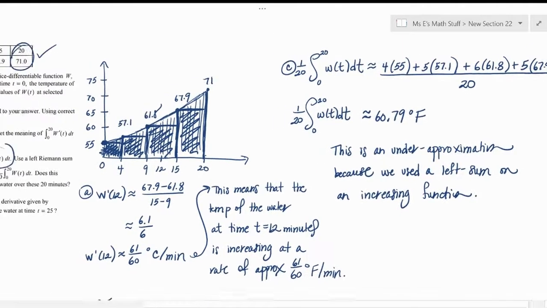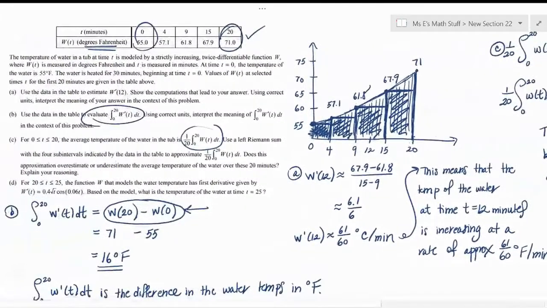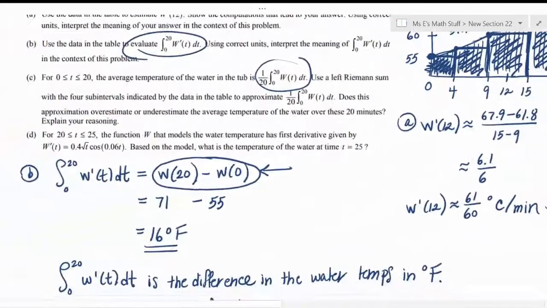All right, moving on to part D. And I'm running out of room here. Okay, part D says, for t values between 20 and 25, I'm going to circle that so you don't mess up like I did. Doesn't say 0 to 25. It says 20 to 25. For the function w that models the water temperature, has a first derivative given by w prime of t equaling this mess. Based on the model, what's the temperature of the water at time t equals 25?